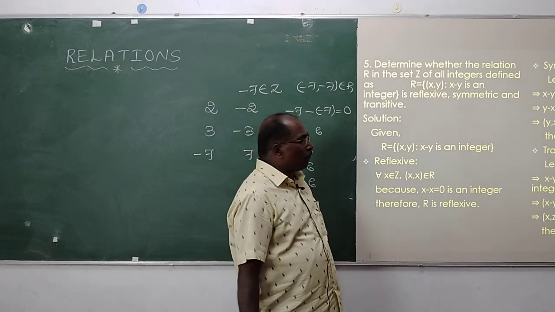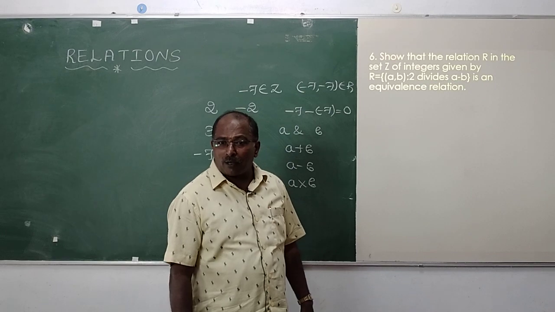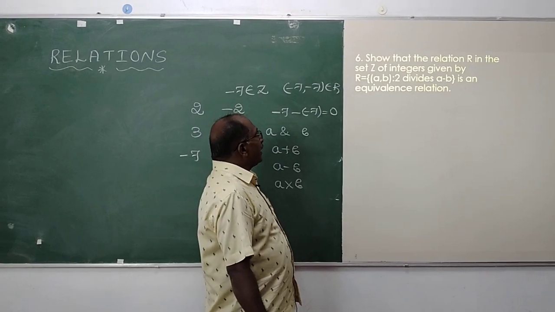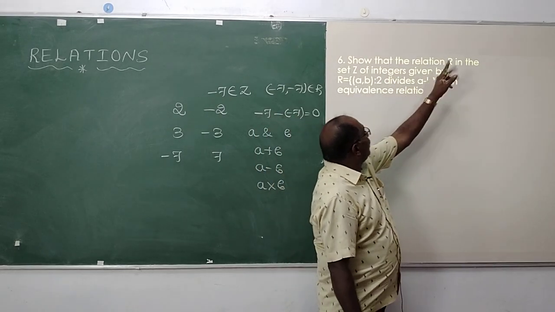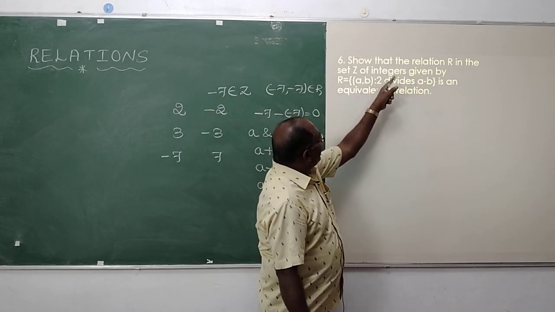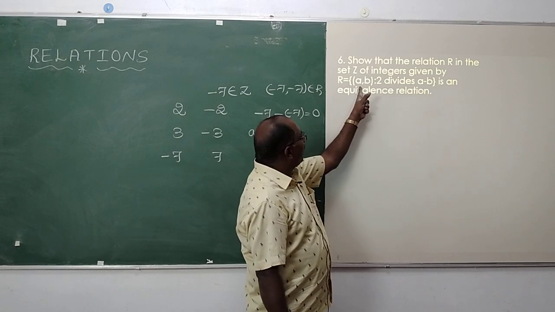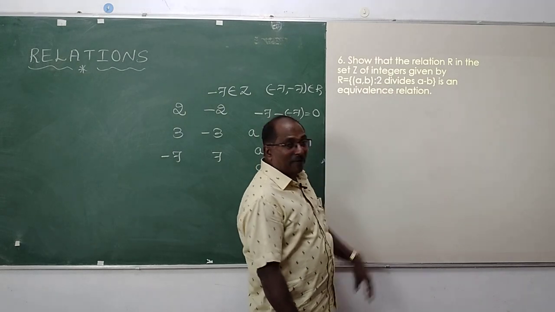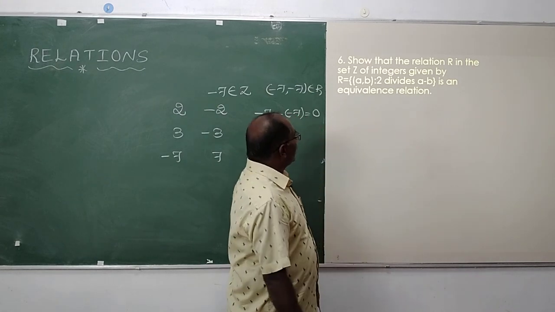Now, shall we move on to the next problem, that is problem number 6. It is like this. Show that the relation R in the set Z of integers, given by R equals the set of all ordered pairs (a, b) such that 2 divides a minus b, is an equivalence relation.